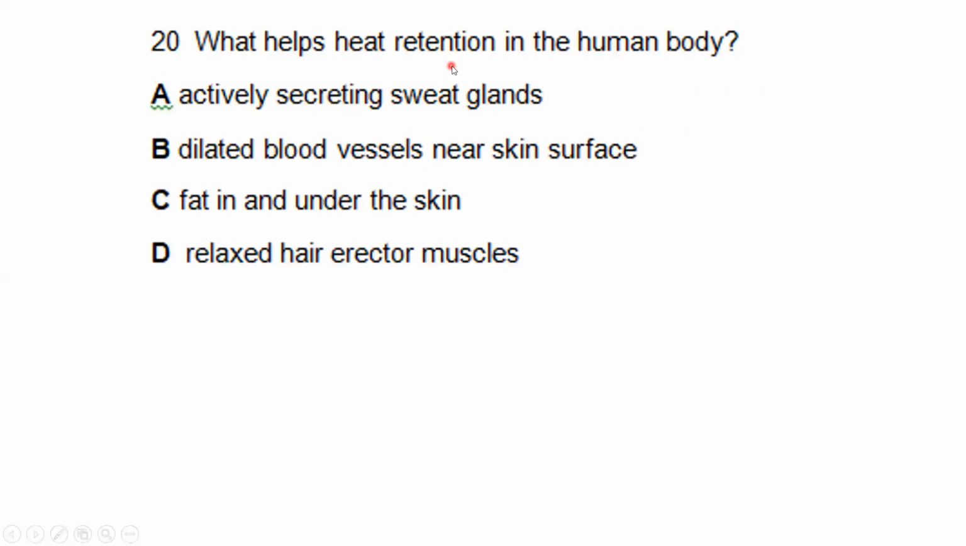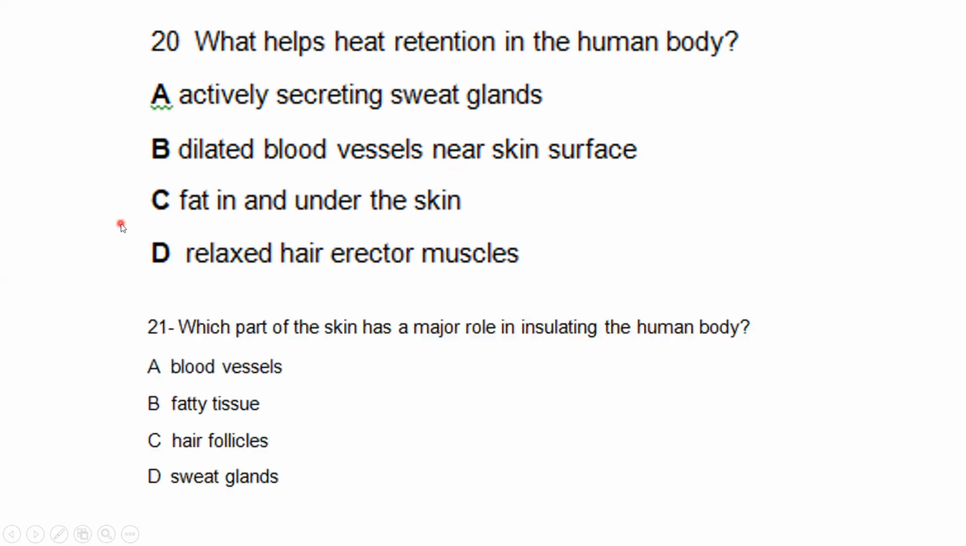What helps heat retention in the human body? Actively secreting sweat glands, heat retention. They are talking about heat retention. Dilated blood vessels near the skin surface? No. Fat in and under the skin? Yes. The right answer is C. The next question is, which part of the skin has a major role in insulation ultimately? That is the fatty tissue, the adipose tissue. Right answer is B. Let's move toward the next question.